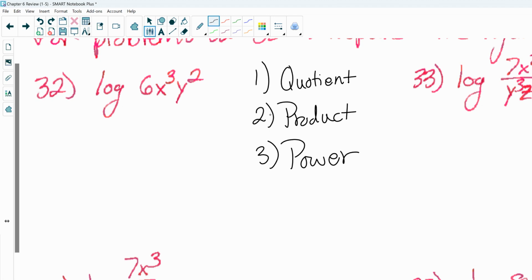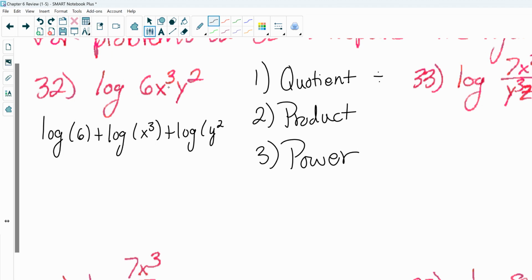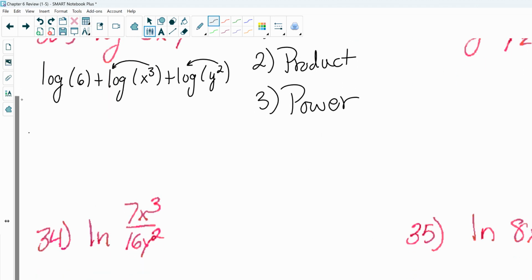Now, if we look at 32, there is no quotient, there is no division, so we don't have to do step 1. We move to our product. Our product states whenever we have multiple things being multiplied inside a logarithm, we can rewrite it as separate logarithms with what is inside being added together. That is our product. Our power property states that we can take the exponent of what's inside our log and move it to the front. Now we can only do this with a single term. That's why we had to do product first.